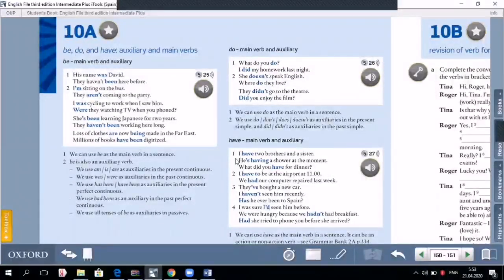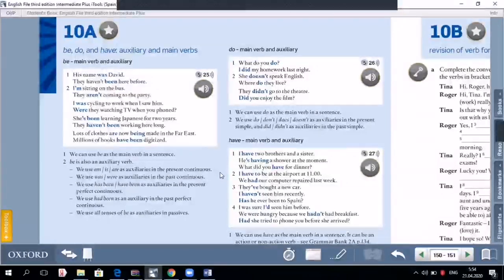Okay, you have heard the verb to be as the main and auxiliary verb. When do we use to be as a main verb and auxiliary verb? Here is written the usage of this verb. First, we can use be as a main verb in a sentence. Number two, we also use it as an auxiliary verb. When do we use it as an auxiliary verb? We use am, is, are as auxiliaries in the present continuous.